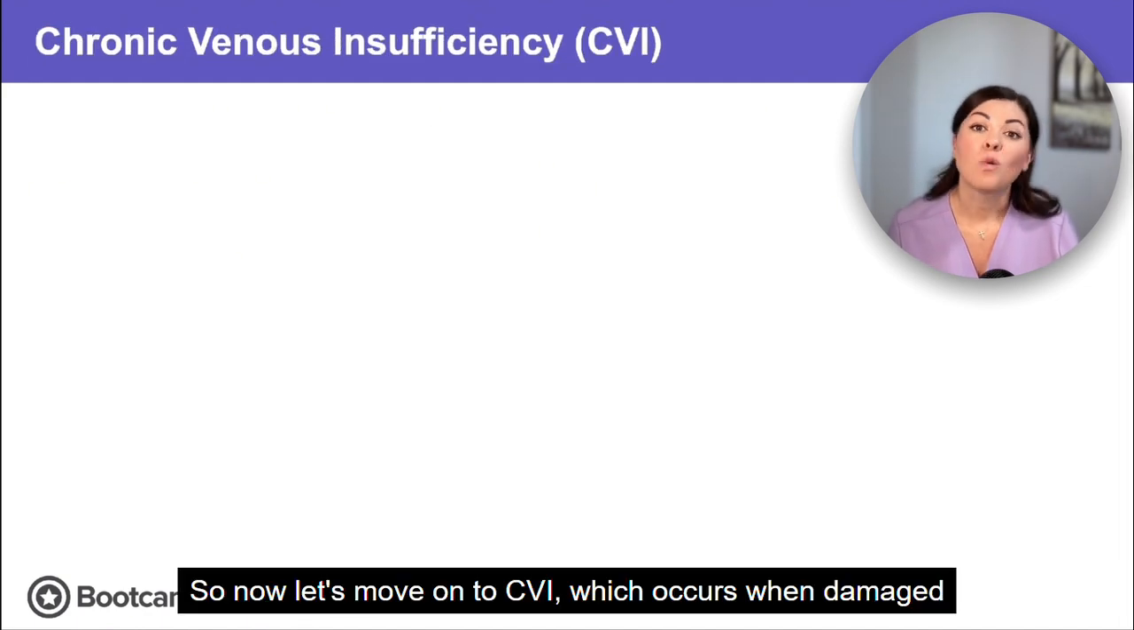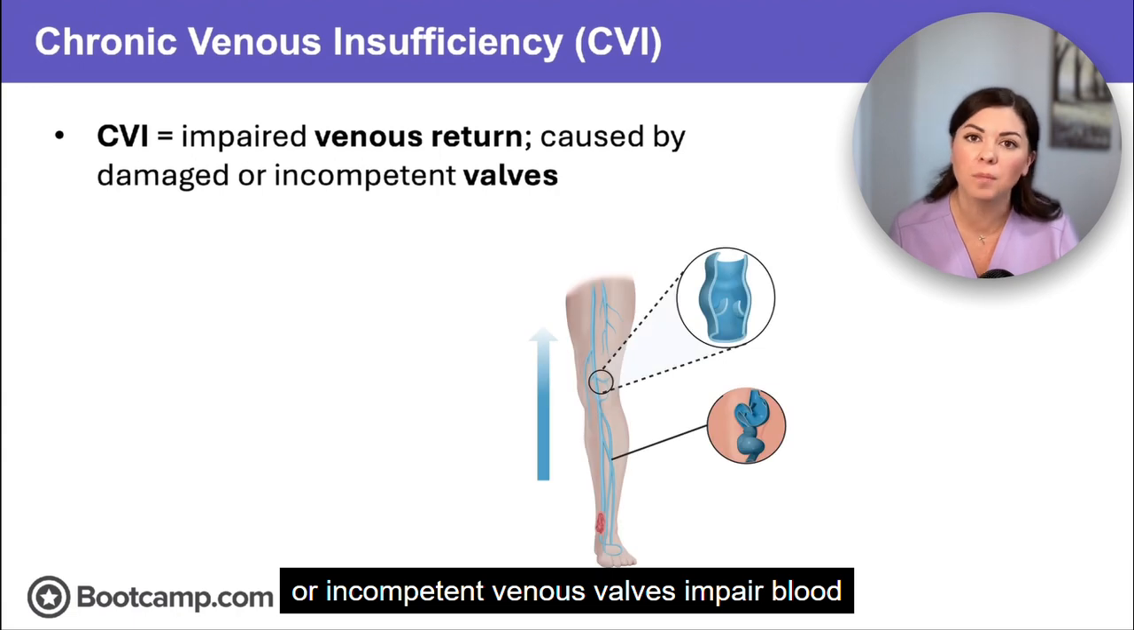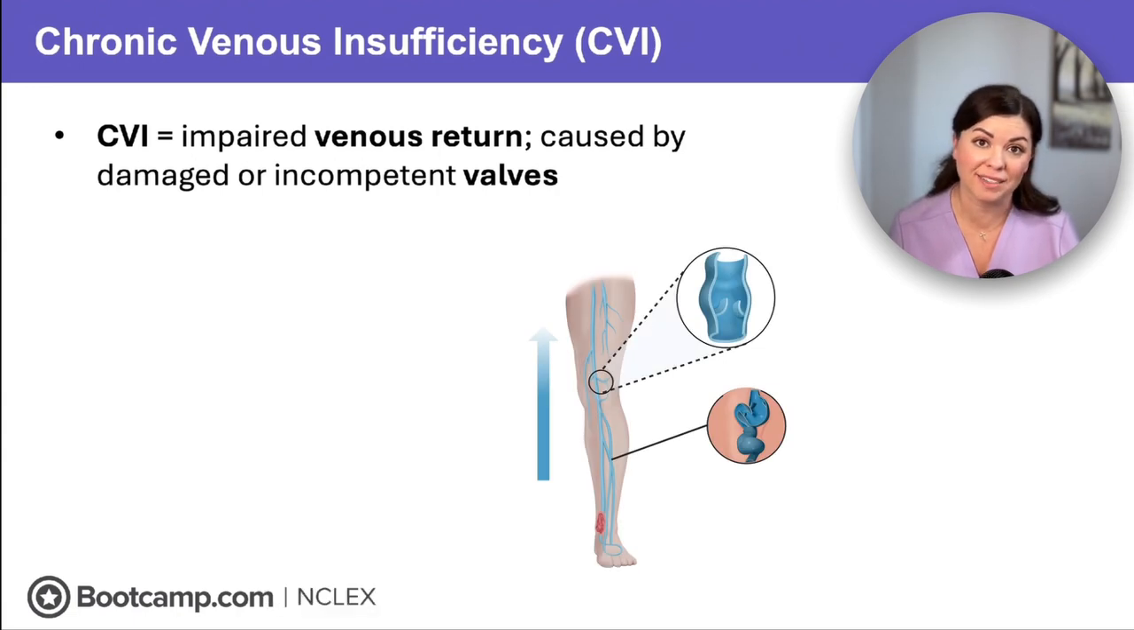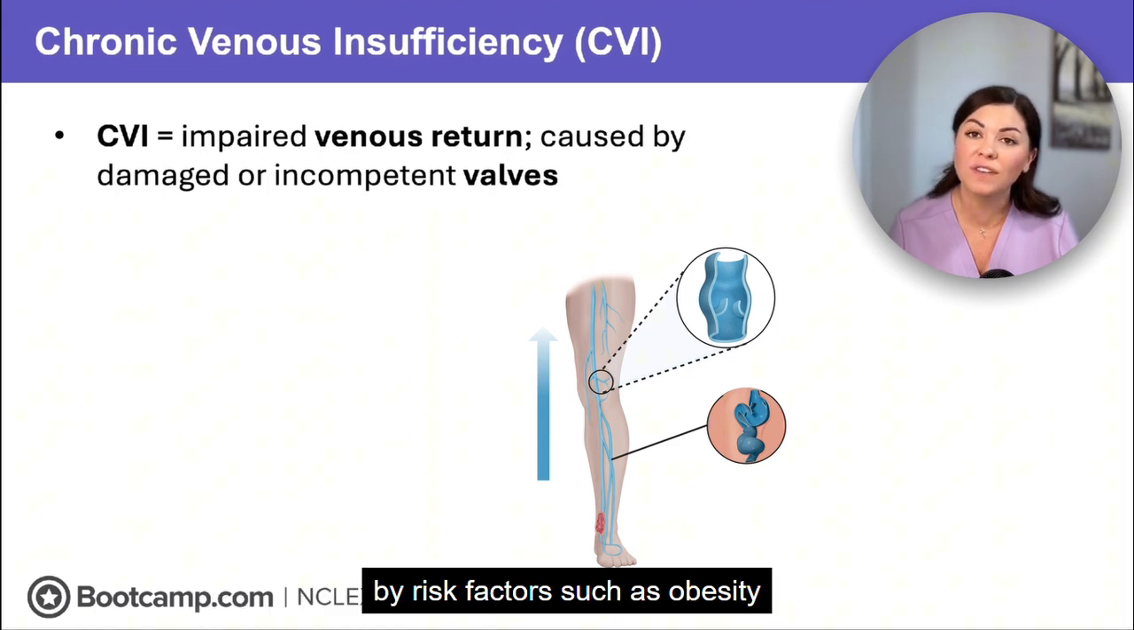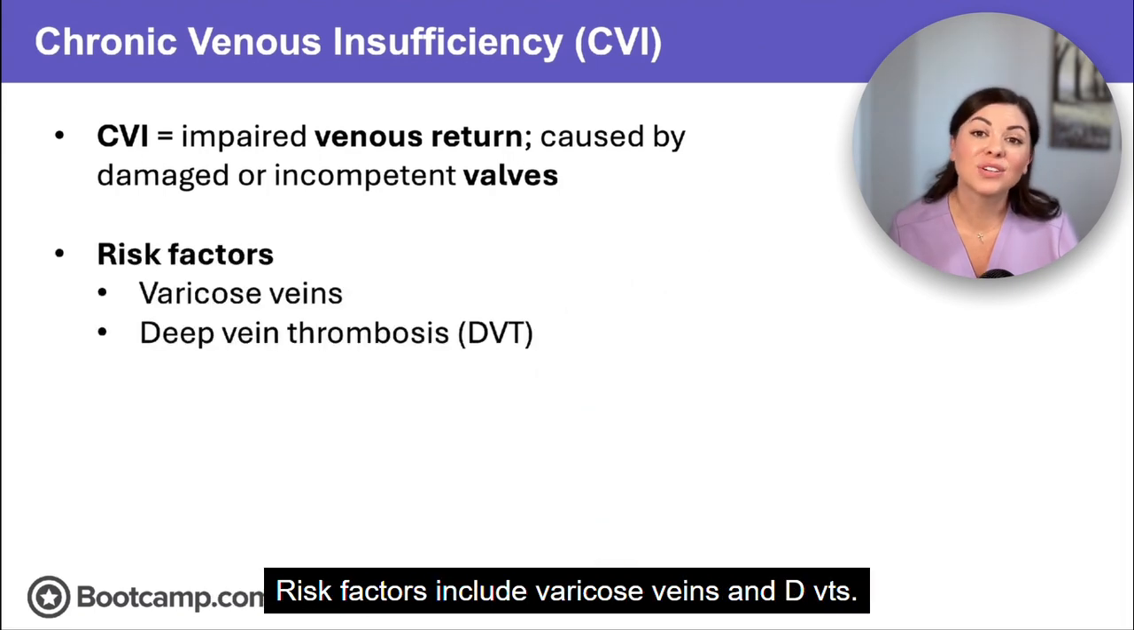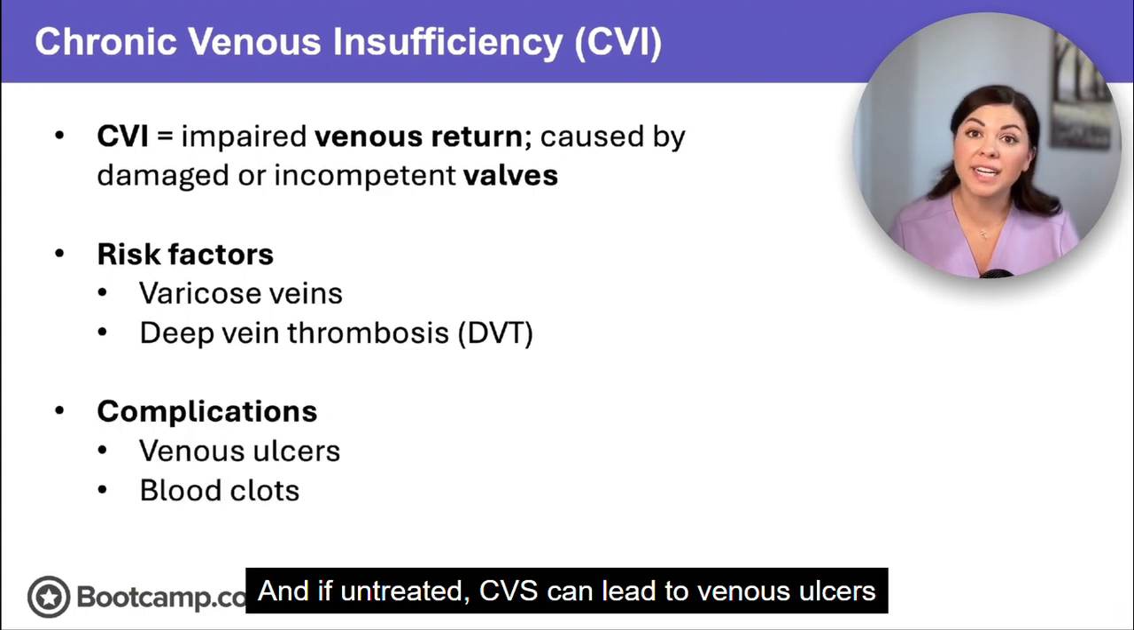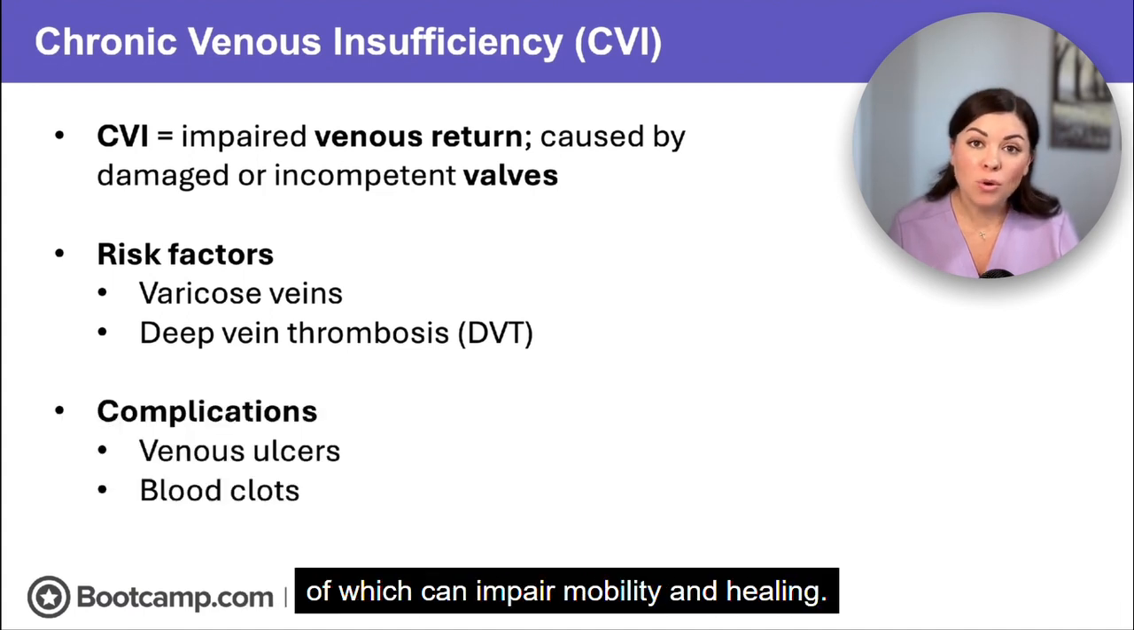So now let's move on to CVI, which occurs when damaged or incompetent venous valves impair blood return back to the heart. This causes venous pooling in the extremities and leads to venous hypertension that is often worsened by risk factors such as obesity or prolonged sitting and standing. Risk factors include varicose veins and DVTs. And if untreated, CVI can lead to venous ulcers and blood clots, both of which can impair mobility and healing.